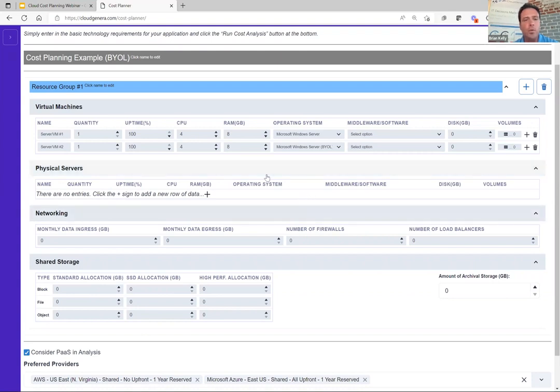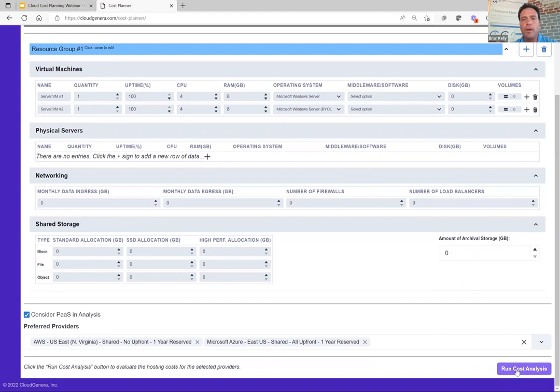And so in our use case here, we're going to showcase the benefit associated with this bring your own license opportunity. And so we're going to look at one virtual machine that has Microsoft Windows Server as a requirement. And then we're going to look at a second virtual machine that also requires Windows Server, but is looking for options where you can bring your own license.